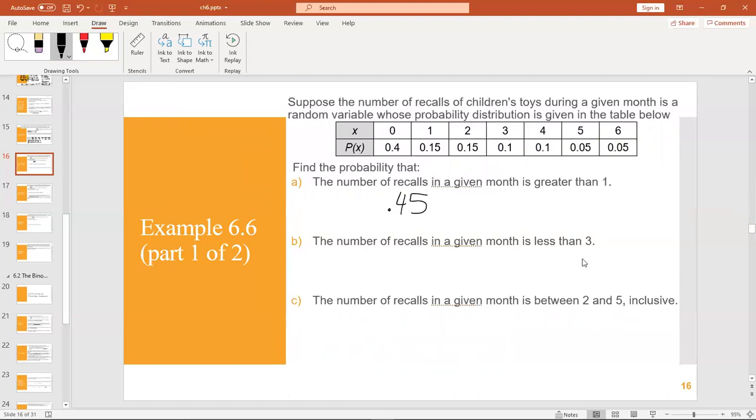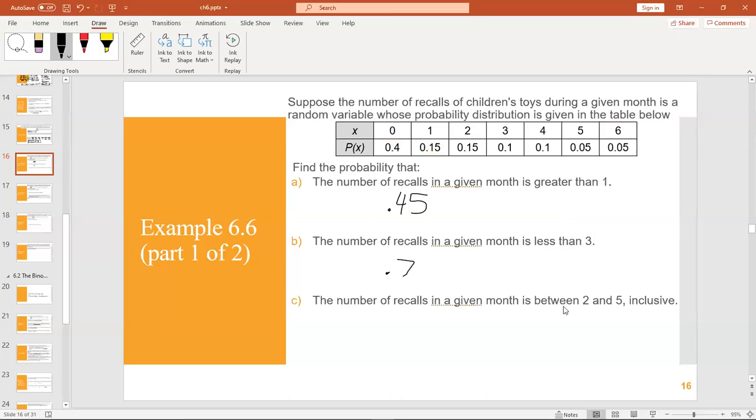The number of recalls in a given month is less than 3. Less than 3 doesn't include 3. Here's 0, 1, and 2. Those two give you 30, that's another 40. So this one, the answer is going to be 0.7, or 0.70, if you will.